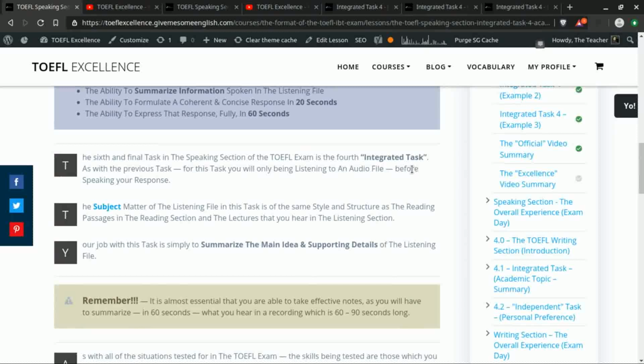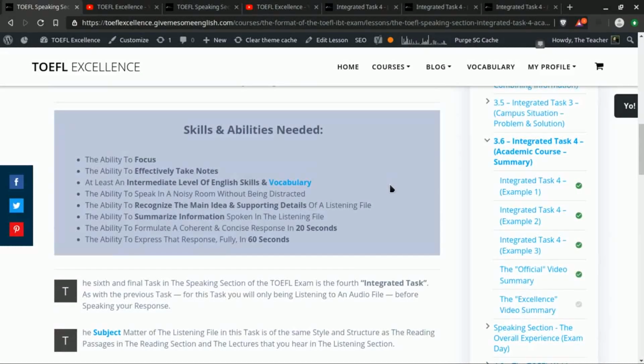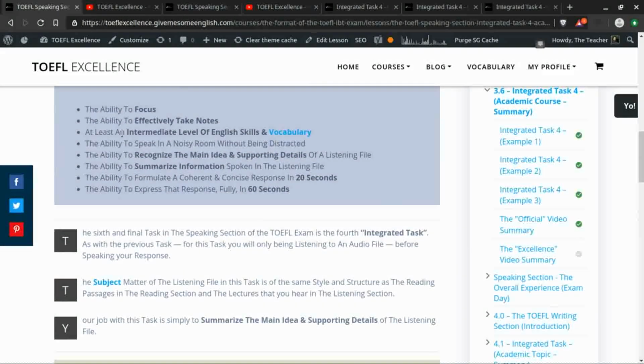Basically, the trick with this one, or at least the main thing that you need to be able to do, is to effectively take notes. This is the main thing. And you don't have to write down everything that they say.